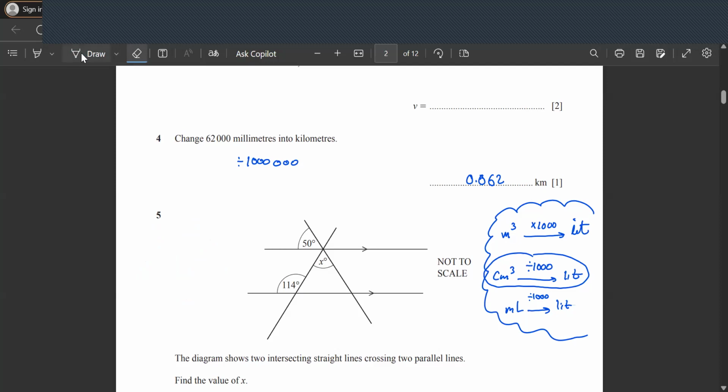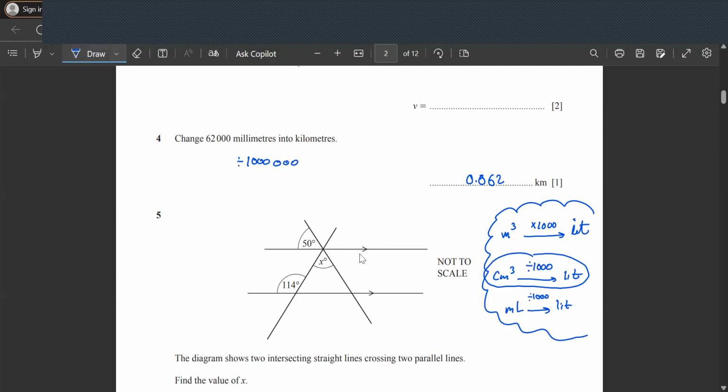Okay, for this question, what should I do? What do you think to find x? Subtract 50 from 180. Okay, subtract 50 from 180, then you can go to the answer like this. I will tell you a shorter way.